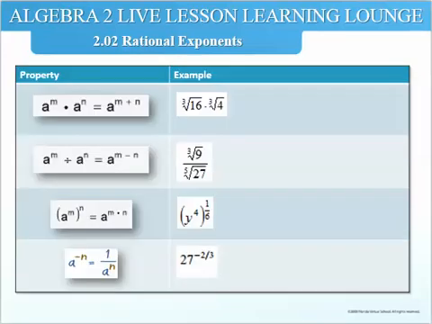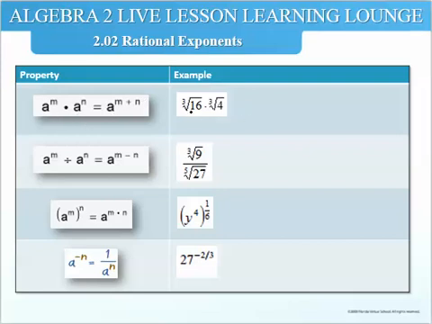Let's apply some of this to the properties of rational exponents that you learned in lesson 2.02. The first property is what we call the product property, and it says that when we take the product of two powers, we add the exponents, assuming that the bases are the same.